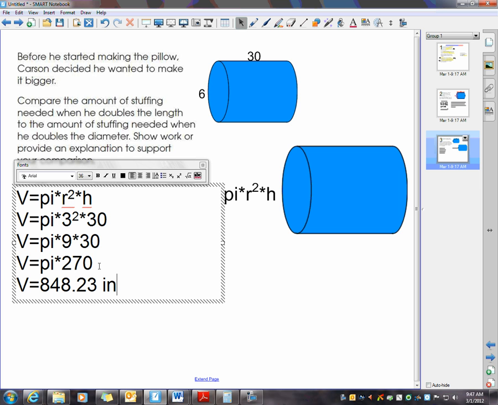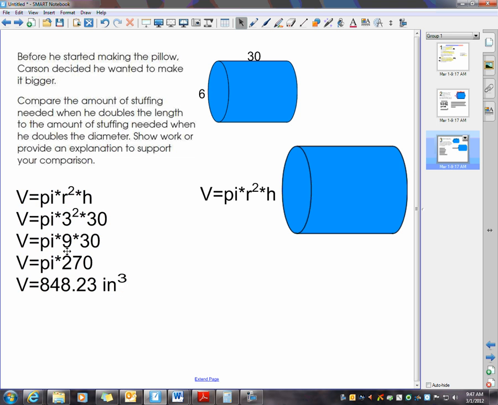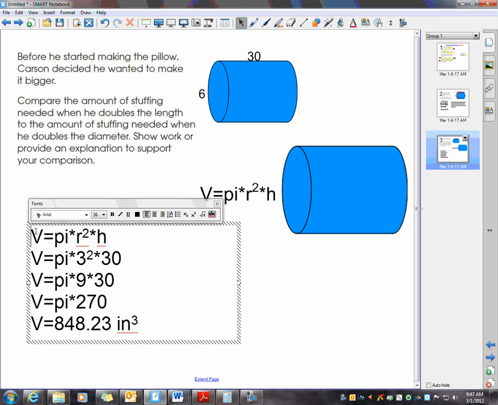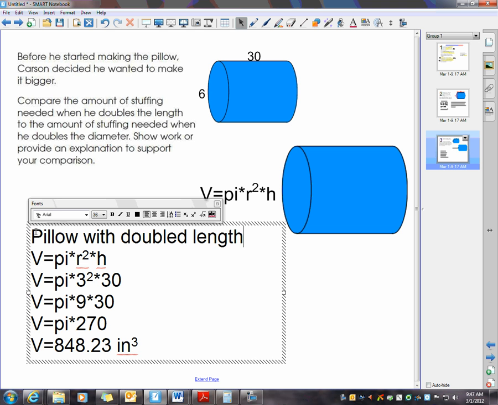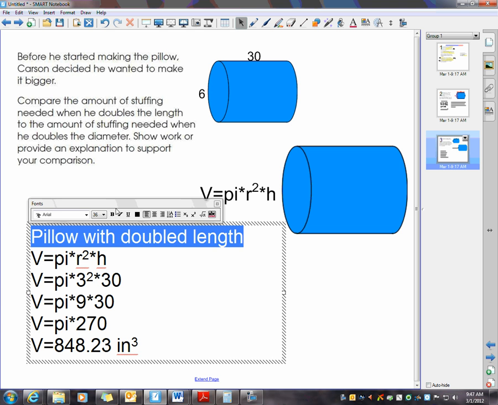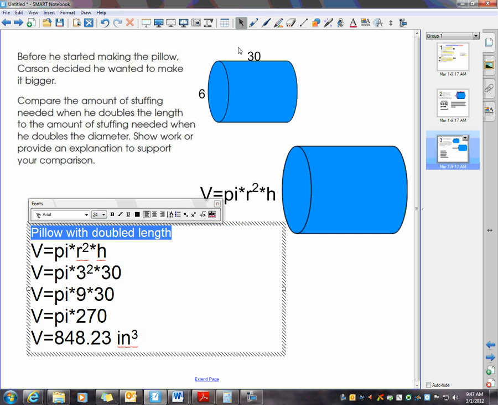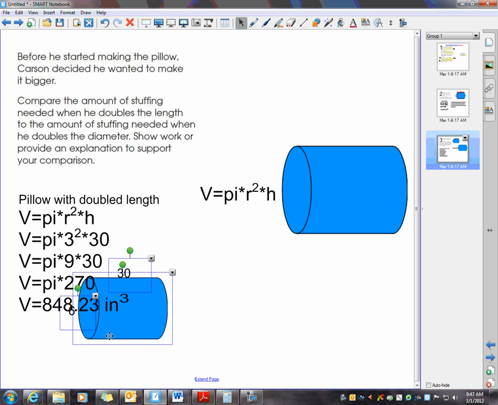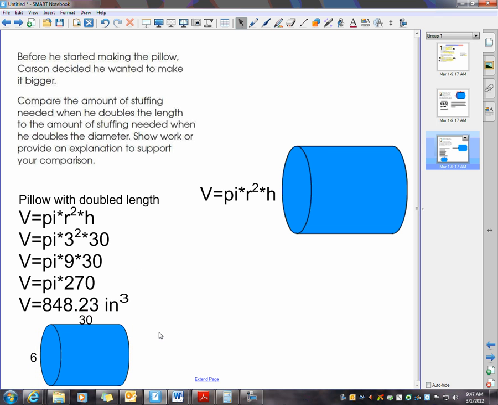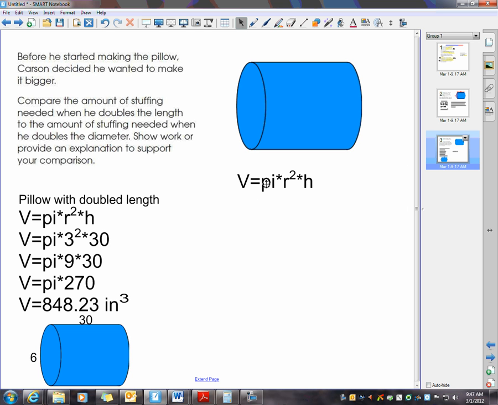848.23 inches cubed. Now, I would have to analyze my own work and say that I should label what I'm talking about. So this would be pillow with doubled length, just so it's easy for my grader to see what I'm doing. The easier your work is to read, the better it's going to be. So that is the pillow with the doubled length. So here's all of that information. Notice that drawing a picture is a great strategy to help you organize your information.